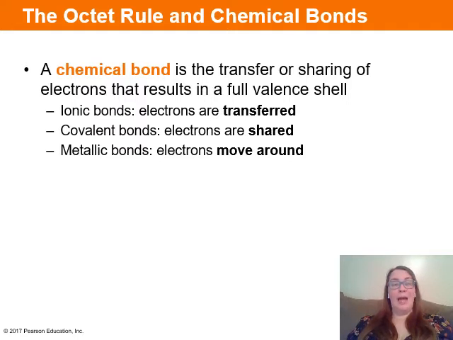But depending on what happens to the electrons, we're going to form different strengths in our bonds. We're going to have strong bonds that are going to be really difficult to break. We're also going to have very weak bonds, which are very easy to break. We're going to talk about each of these chemical bonds individually.